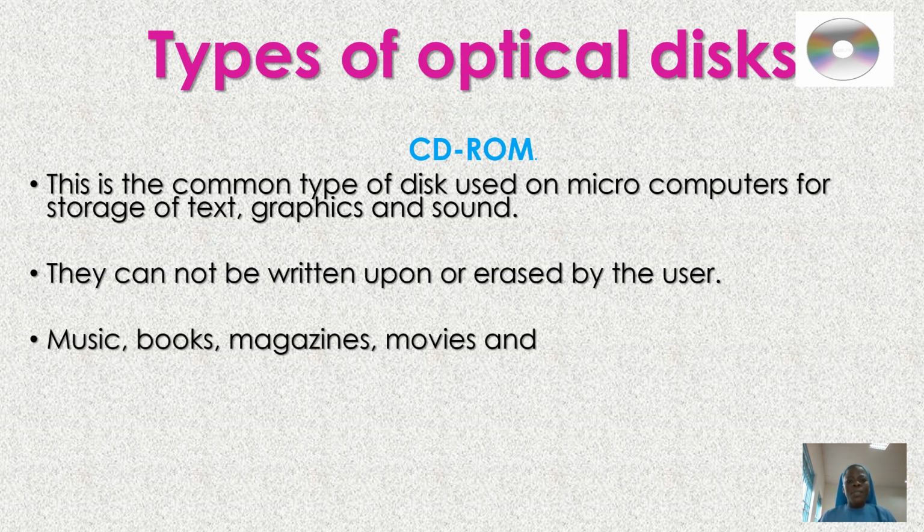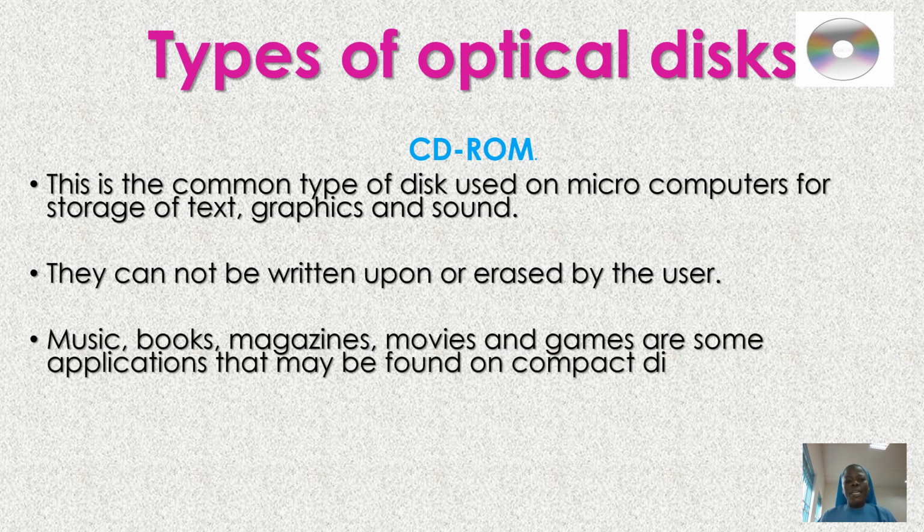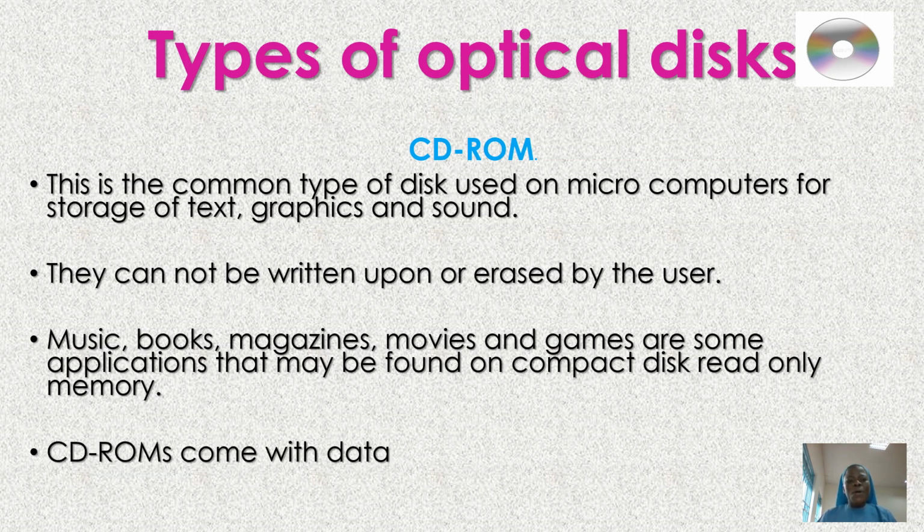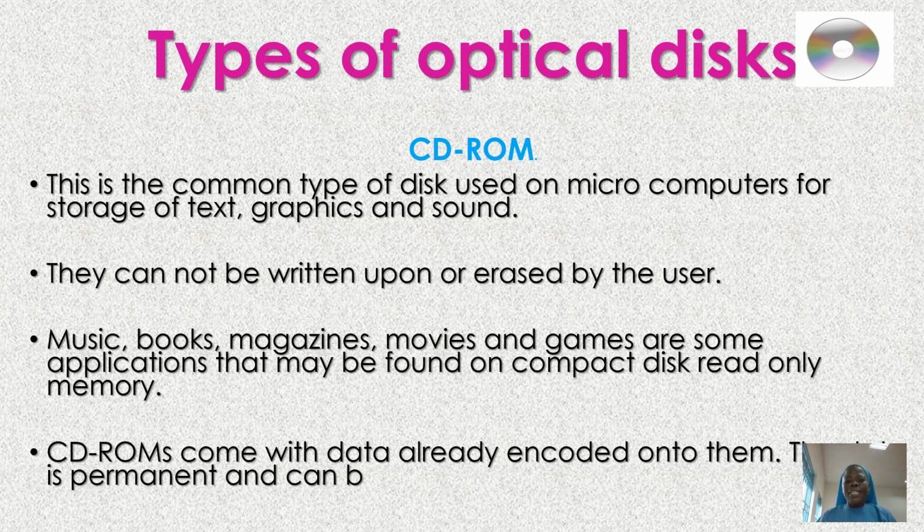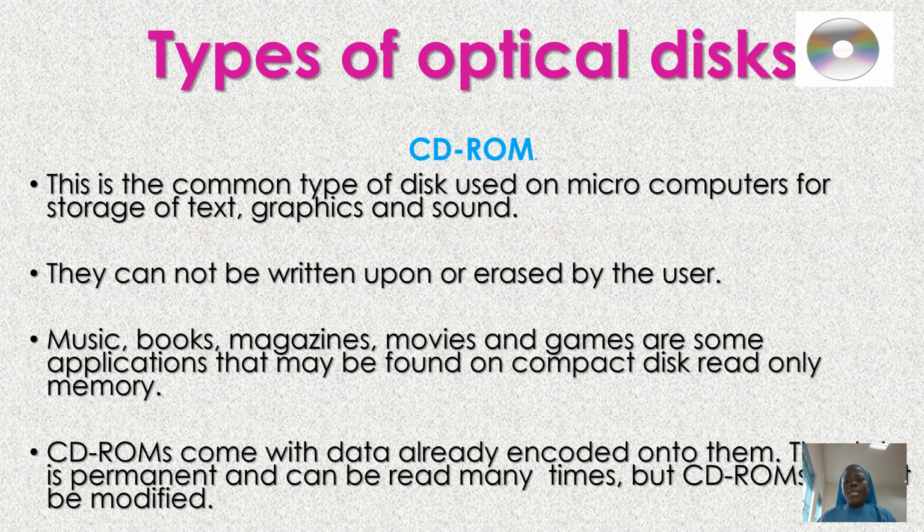Music, books, magazines, movies, and games are some of the applications that may be found on compact disc read-only memory. CD-ROMs come with data already encoded onto them. The data is permanent and can be read many times, but CD-ROMs cannot be modified, meaning that you cannot make any changes on CD-ROMs.